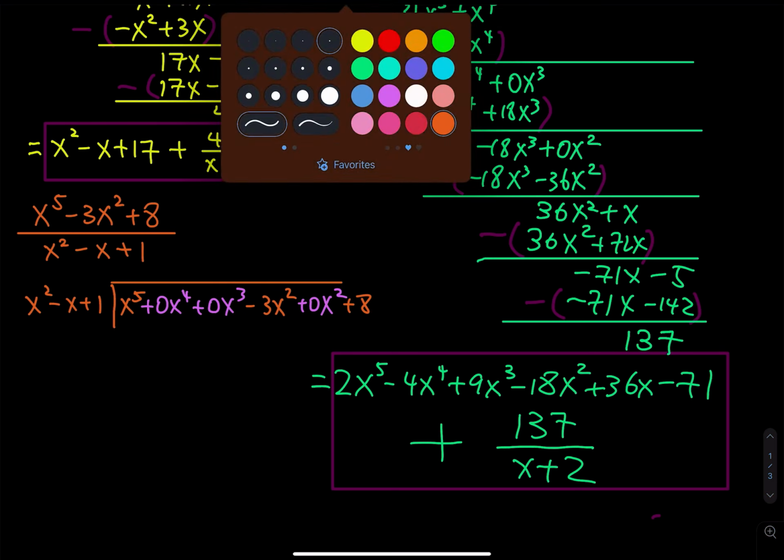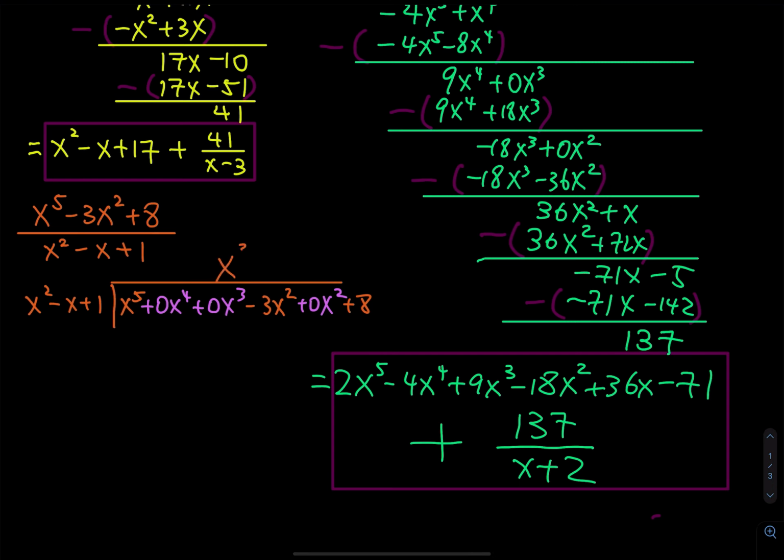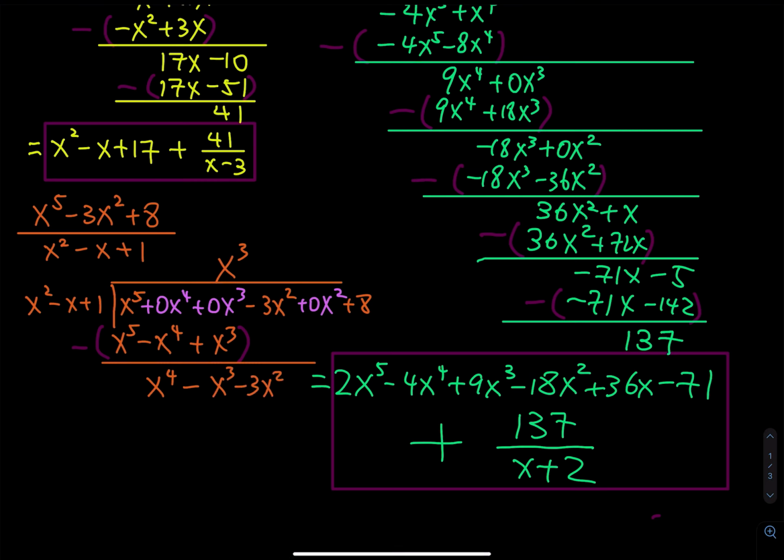Okay, the divisor has 3 terms, so we need the first 3 terms. This must be x to the third, because x to the third times x squared is x to the fifth, and then minus x to the fourth plus x to the third. Draw a line. We might be running out of space. Subtract that. What do we have? 0 minus minus 1 is 1. So we have x to the fourth minus x to the third minus 3x squared. And then the next term must be plus x squared, right? Because x squared times x squared is x to the fourth minus x to the third plus x squared.